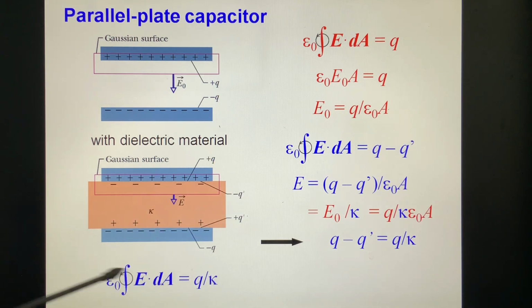And then we replace this with Q over kappa. We get epsilon 0 times the integral of E dot dA, where this is replaced by Q over kappa. Then we move kappa to the left and bring it into the integral. We get the one we want.